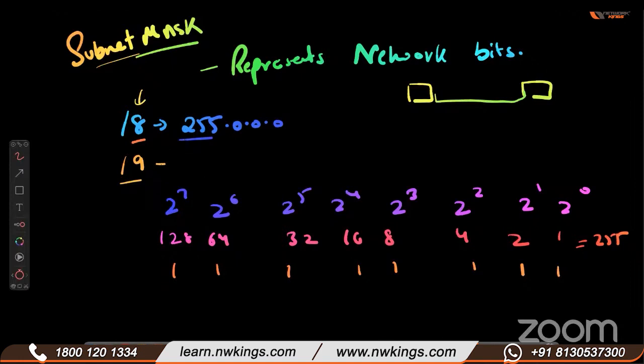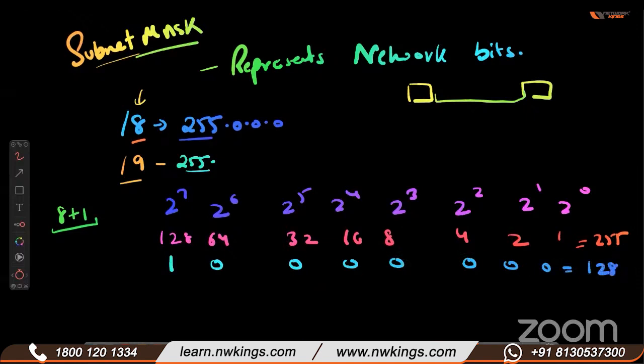So how do we make 9? 8 plus 1, yes or no? 8 plus 1 is 9. So 8 means 255, and in another octet you just have to take 1 bit. 8 plus 1 is 9, and just calculate the value. You will get 128. So it is 255.128.0.0. Very simple, right?